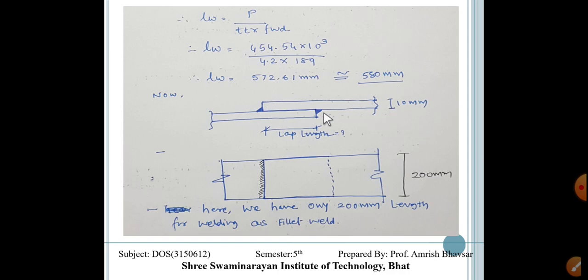So in this case we have to make our lap joint in some given manner like this. Here we have size of plate that is 10 mm thick, and it is lapped by this much. Here the lap length is not decided. We have to decide this lap length by how much welding length is required. From that we can get this lap length from here to here.